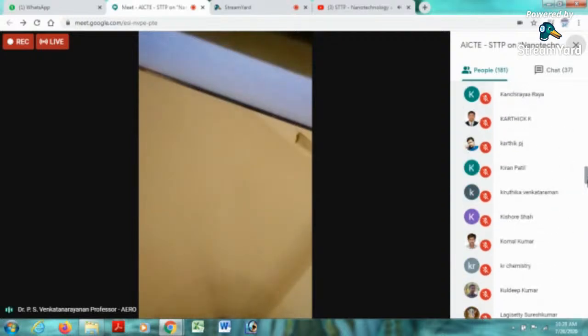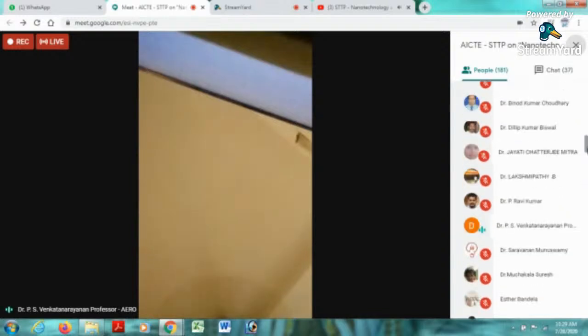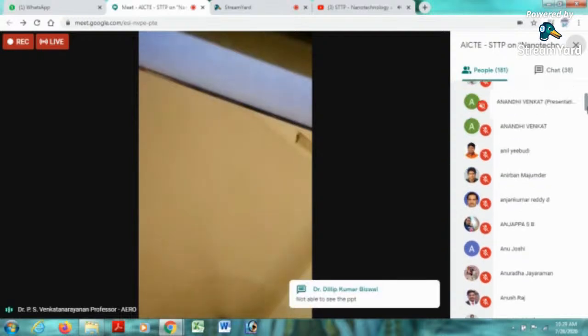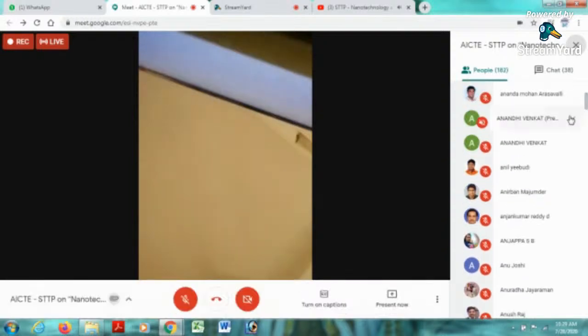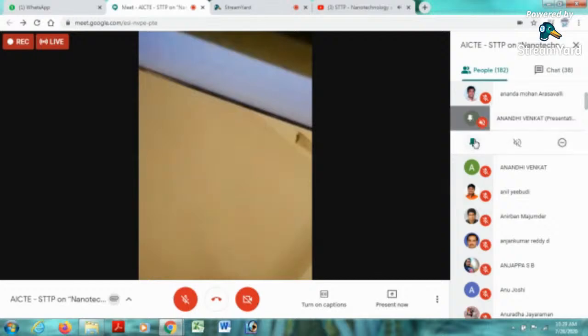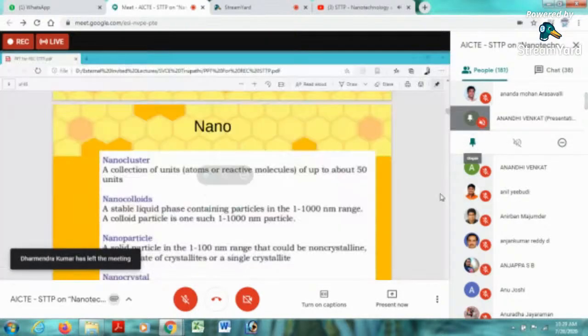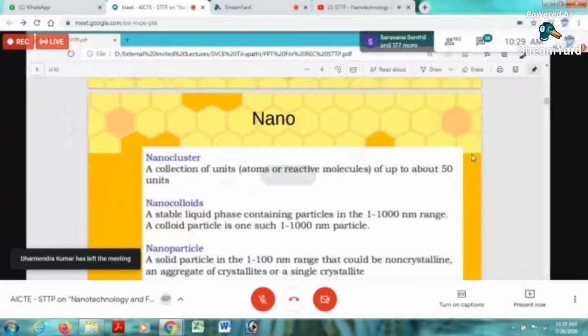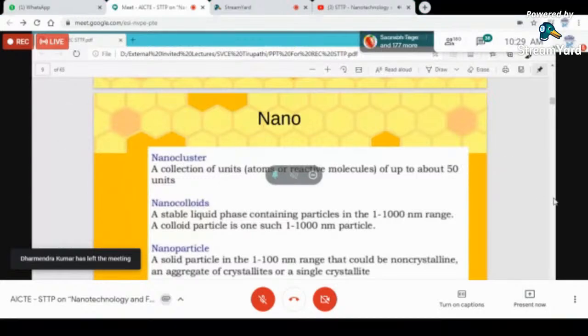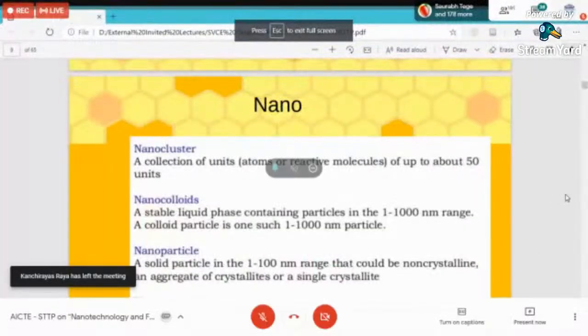Recently in the Russian sea, there was an oil spill, and a huge number of hectares of water surface was spoiled with oil. Finally, they separated the oil from the water surface and removed it. The work is still going on in the Russian sea. It has come in the news recently. So that is called the colloids.